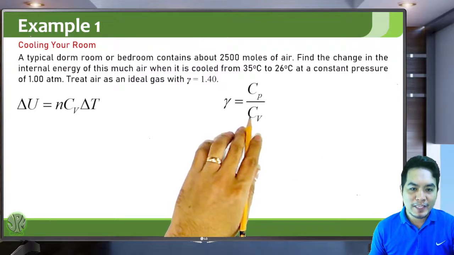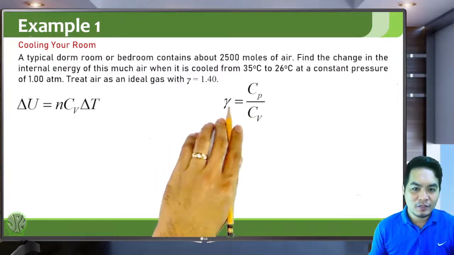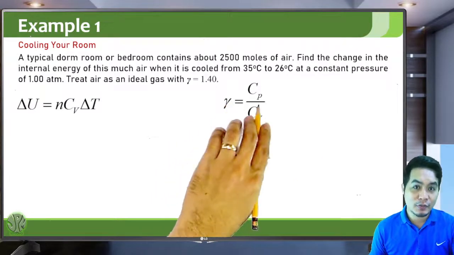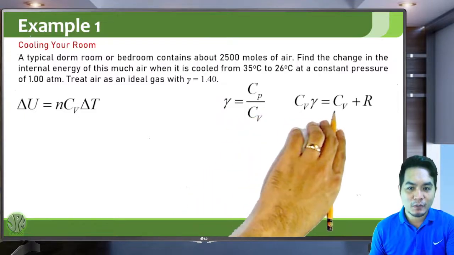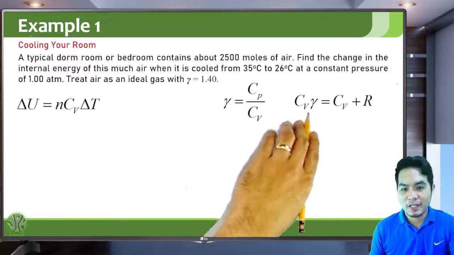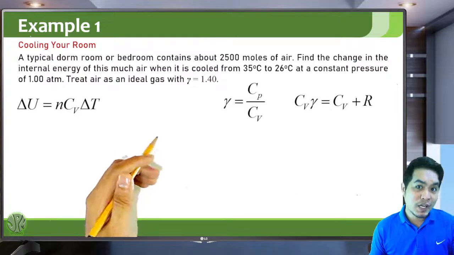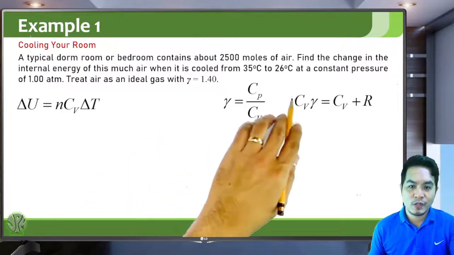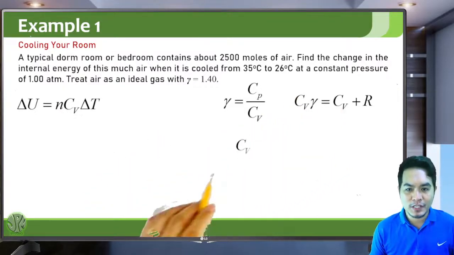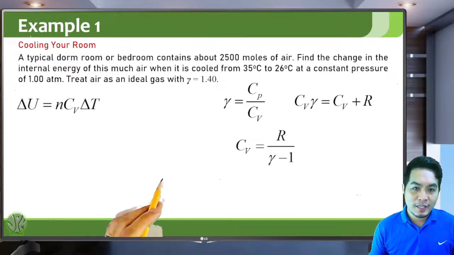So we cross multiply Cv to gamma, and we have gamma Cv is equal to Cp. But Cp is equal to Cv plus R. So we are now left with one unknown instead of two unknowns. The only unknown here is just Cv. So group your Cv and solve for Cv. So Cv is R over gamma minus 1.